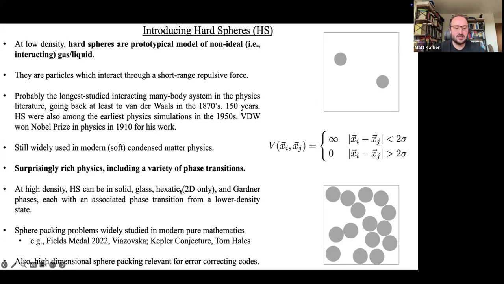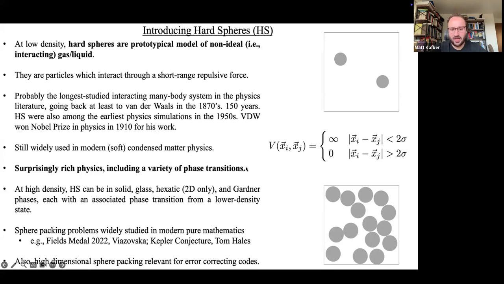So as you go to very high densities, you can have a solid, a glass, a hexatic, which is a particular phase which only exists in 2 dimensions. And there's something called the Gardner transition, which is very interesting, but I don't know a lot about it. And there are phase transitions associated with each of these different phases.